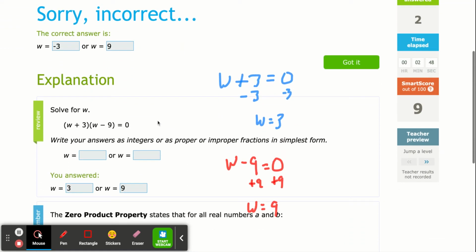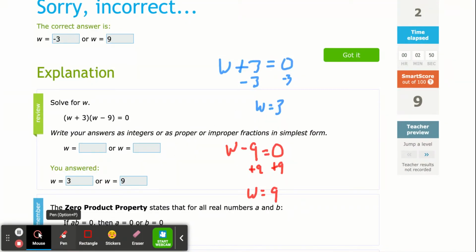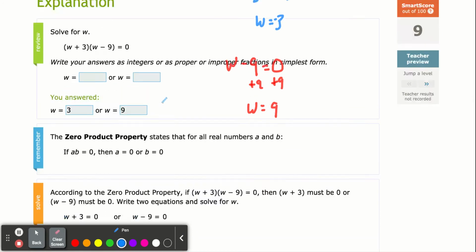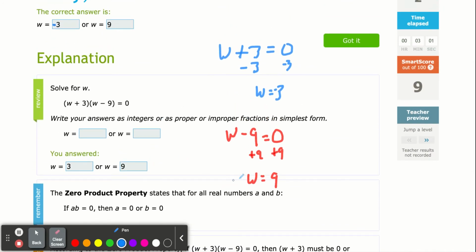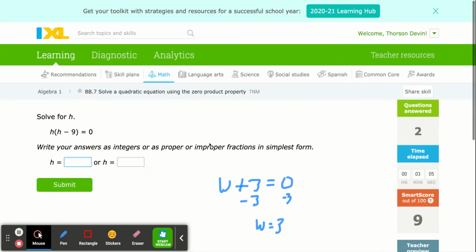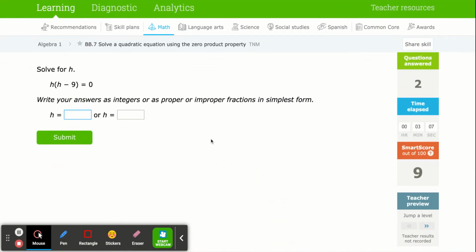Whoops, what did I do? Oh, do you see what I did? I dropped this minus sign right here. It's a negative 3. That should have been a negative 3, and I typed it in as a positive 3. The 9 was correct. So watch your signs. Negative 3 is different than a positive 3.